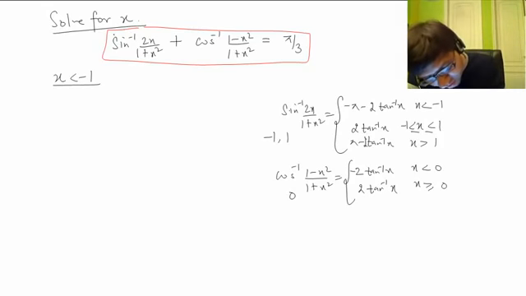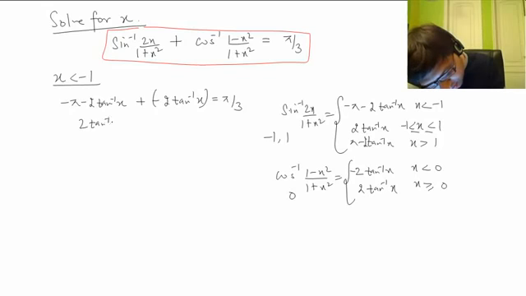So in this case the definition of sine inverse is minus pi minus 2 tan inverse x, and the definition of cos inverse will be minus 2 tan inverse x, equal to pi by 3. So it comes out to be 2 tan inverse x equals minus 4 pi by 3. Tan inverse x equals minus 2 pi by 3. We take tan, this implies x equals tan of minus 2 pi by 3.